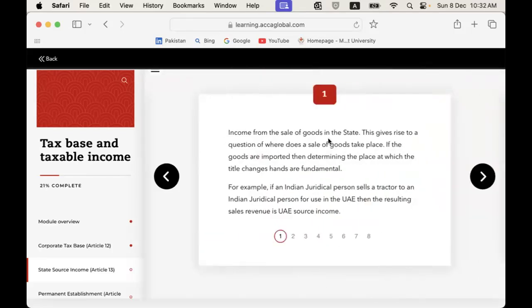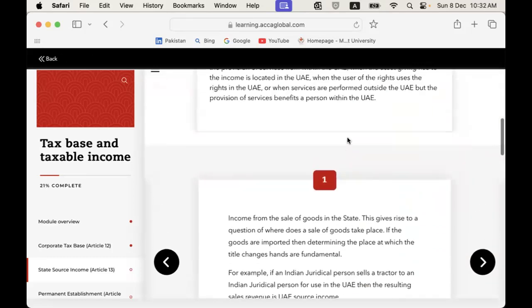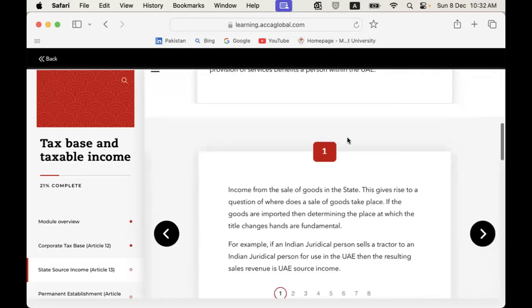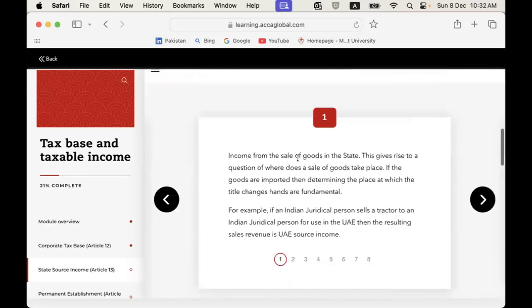Income from the sale of goods in the state. These are the categories of UAE source income. Income from the sale of goods in the state. Wherever the word state is, that means UAE. This gives rise to the question of where a sale of goods takes place. So, you could have an e-commerce platform in China, and you could be selling goods in the UAE, right? That's the example of sale of goods.